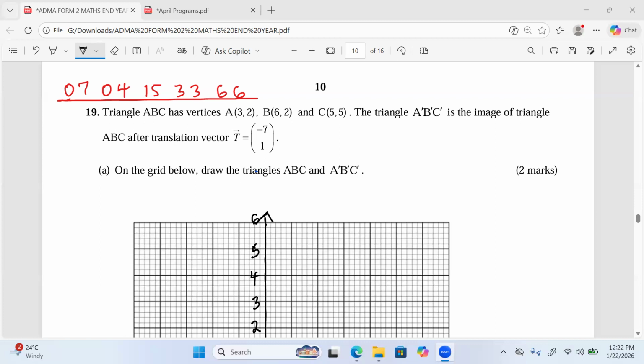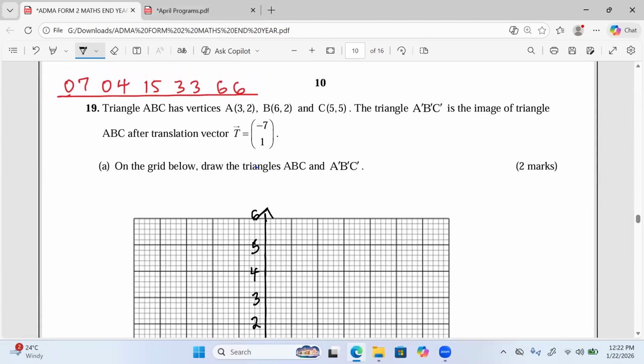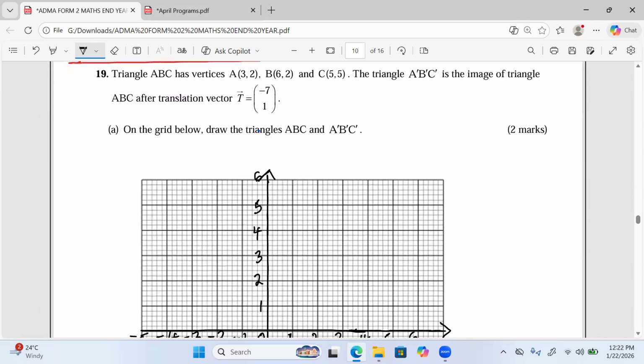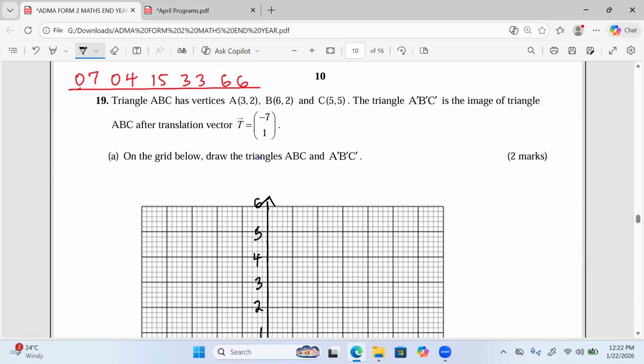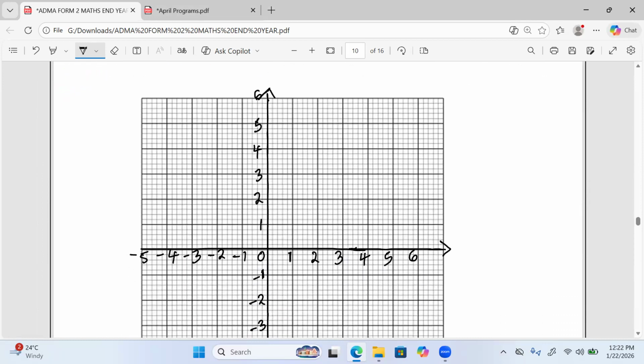We know very well translating is moving a certain object towards a given direction. And exactly this is what we're going to see. So let's first plot the first triangle, which is ABC. The Cartesian plane has already been described. You can see the y-axis and also the x-axis. Coordinate A is (3, 2). So (3, 2), this is the meeting point of (3, 2). So that becomes coordinate A.